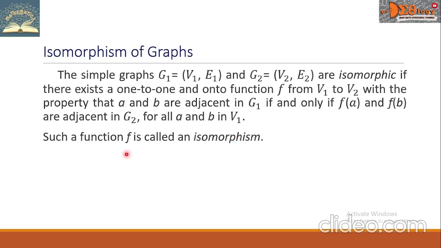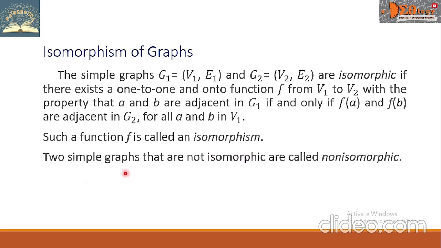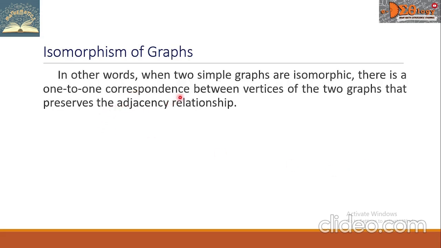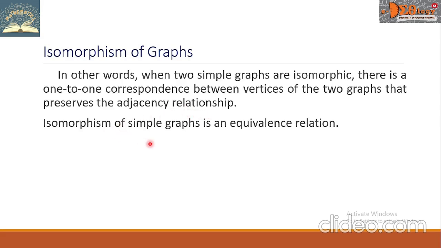Such a function f is called an isomorphism. Two simple graphs that are not isomorphic are called non-isomorphic. In other words, when two simple graphs are isomorphic, there is a one-to-one correspondence between vertices of the two graphs that preserves the adjacency relationship. Isomorphism of simple graphs is an equivalence relation.